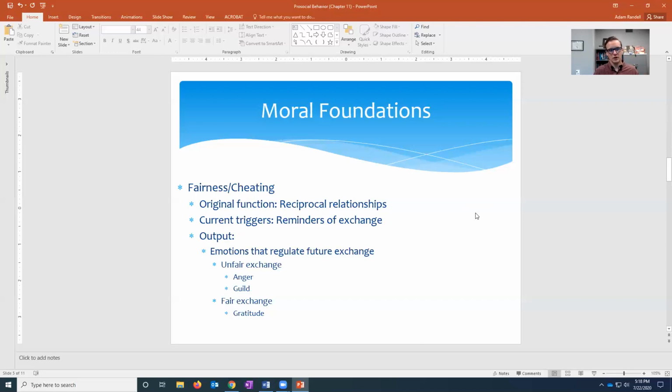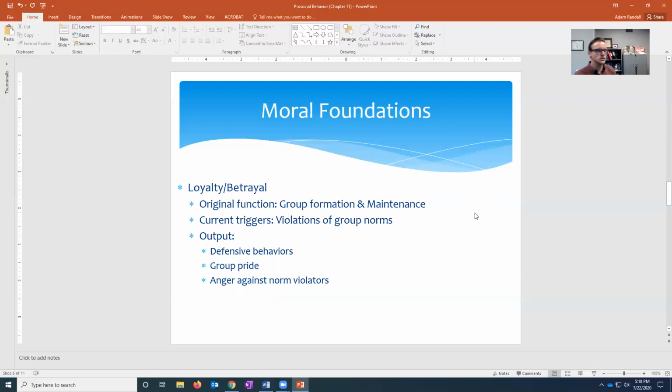That can trigger gratitude. But again, you'll note that these foundations, care and harm and fairness and cheating, I keep saying careness. The care and harm and fairness and cheating foundations, they're principally designed to benefit individuals within the group. All right. Whereas the next 3 that we're going to talk about, the binding foundations, are designed to benefit the group. All right. So the first of these binding foundations is the loyalty and betrayal foundation.